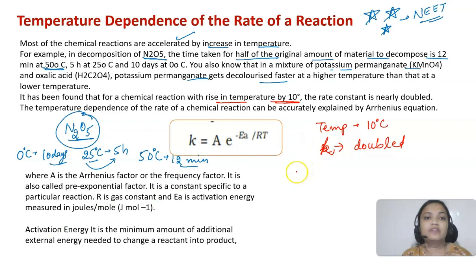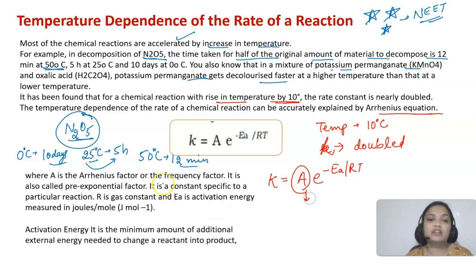Okay, the rate constant will get nearly doubled, and this temperature dependence can be explained by the Arrhenius equation. The Arrhenius equation is: rate constant k = A e^(-Ea/RT). Now what is this A? A is the Arrhenius factor or frequency factor, which we also call the pre-exponential factor, and it is specific for any particular kind of reaction. R is the gas constant, T is temperature, and Ea is the activation energy.